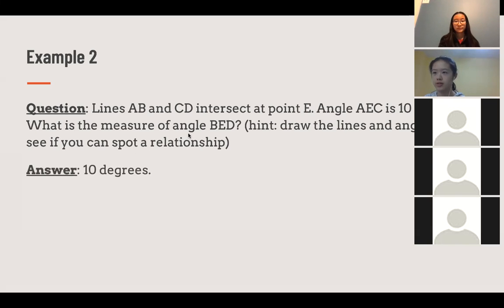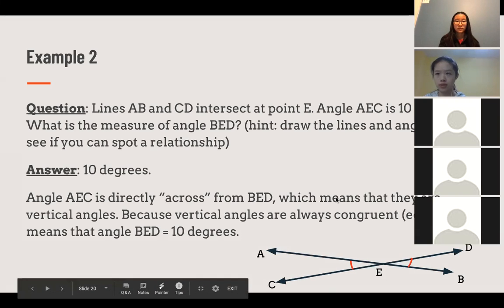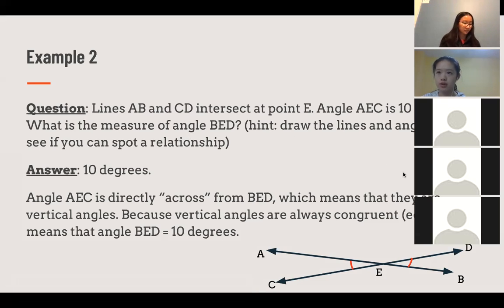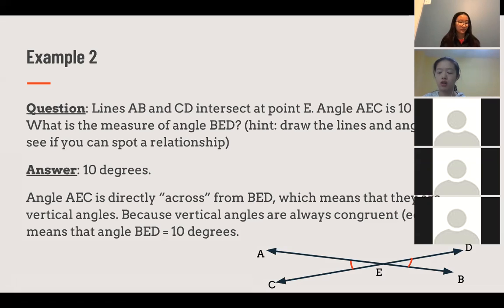Okay, so it looks like some of you got it. The answer is 10 degrees. The best way to do this problem is to draw it because it's hard to visualize. If you draw a line AB and then a line CD, they cross at point E. So this point E is the middle point. Angle AEC is 10 degrees, and it's asking for the measure of angle BED.